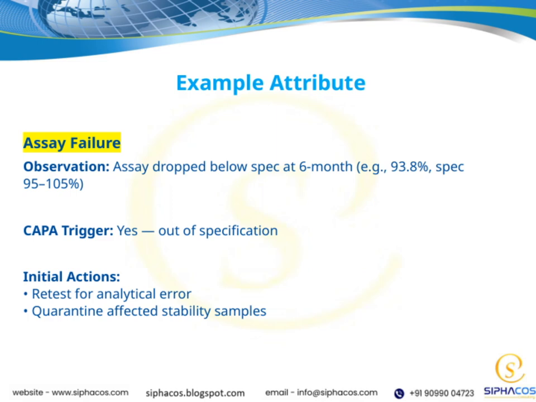In response, the initial actions taken are quite straightforward but essential. First, retesting is performed to verify whether the initial result was due to an analytical error. Sometimes, the issue might be with the testing process itself rather than the actual sample. Second, affected stability samples are quarantined. This step ensures that any potentially compromised samples are segregated and do not influence further testing or decision-making. Overall, this example underscores the importance of closely monitoring assay performance, promptly addressing out-of-specification results, and taking immediate corrective actions to maintain product quality and compliance.